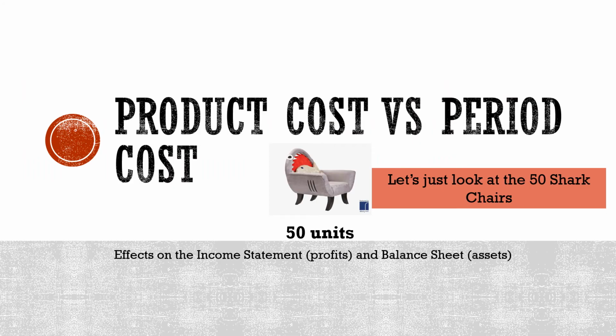Now we're going to compare between the product cost method and the period cost method, and we're going to see the different effects that they have on the income statement and the balance sheet. For the purposes of comparison, we will just look at the 50 shark chairs and we'll ignore the purchase of couches.